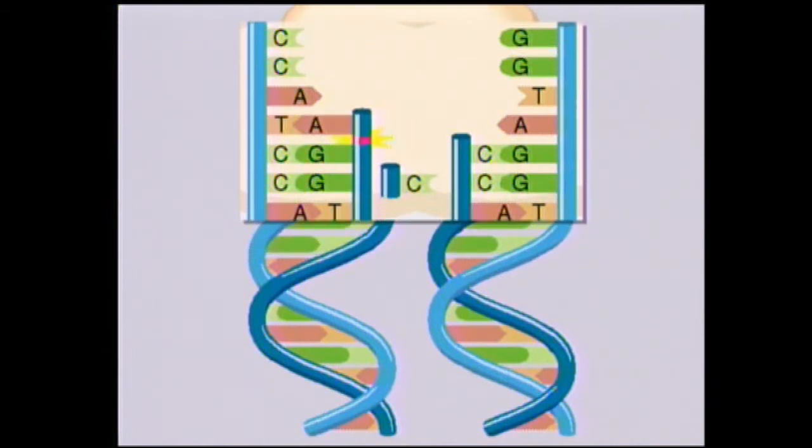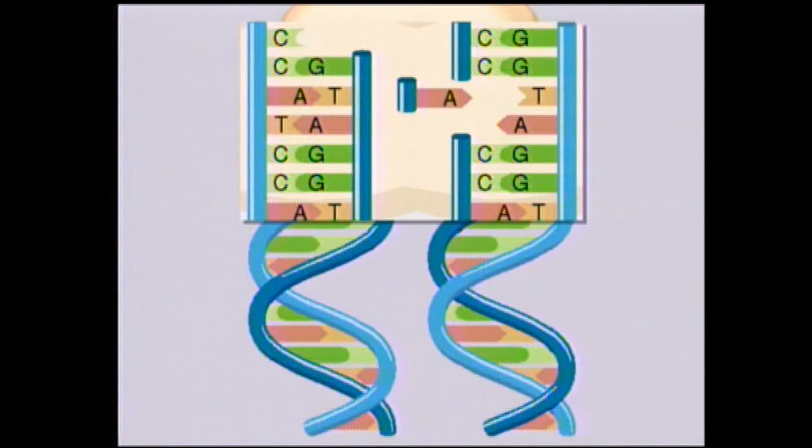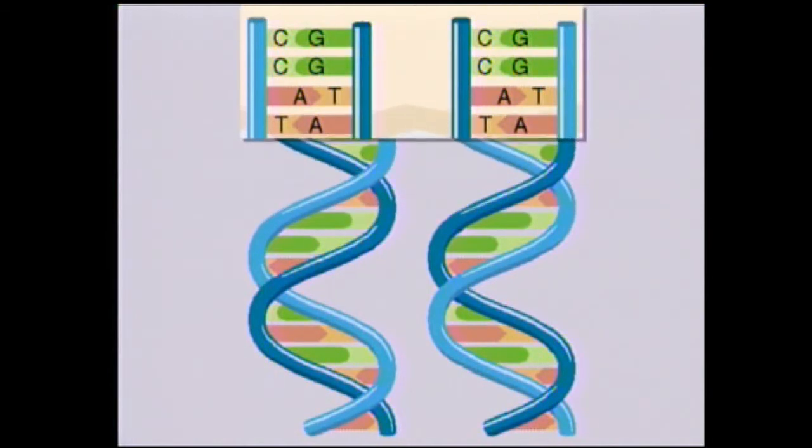The process of replication continues. A's pair up with T's, and C's pair up with G's, until 2 identical double helices have been formed.